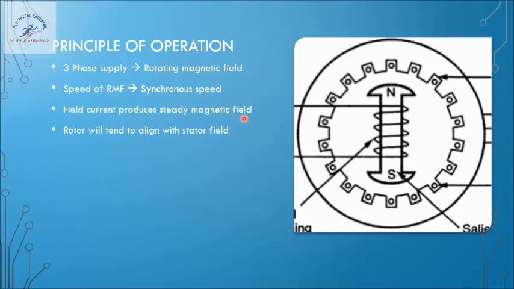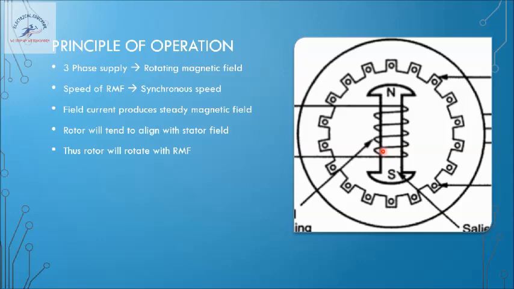Naturally, the unlike poles tend to attract. So the rotor will tend to align with the stator field. Wherever there is a south pole of the rotating magnetic field on the stator periphery, the rotor's north pole will align, and wherever there is a north pole of the stator rotating magnetic field, the rotor's south pole will align with it. As the stator field is rotating, the rotor will also rotate along with it. This is the principle of operation of a synchronous motor. Thus the rotor will rotate with the rotating magnetic field.